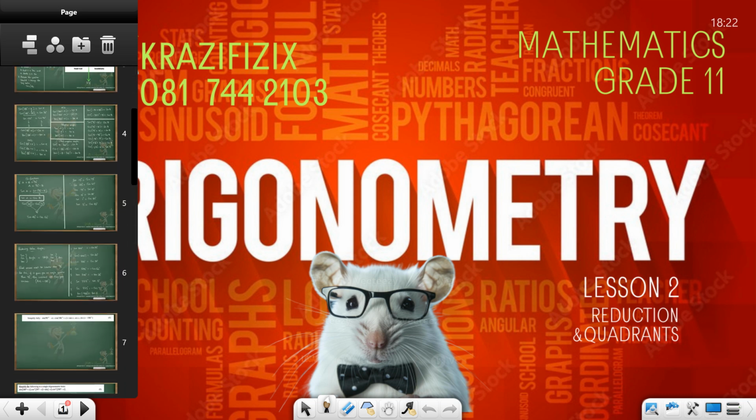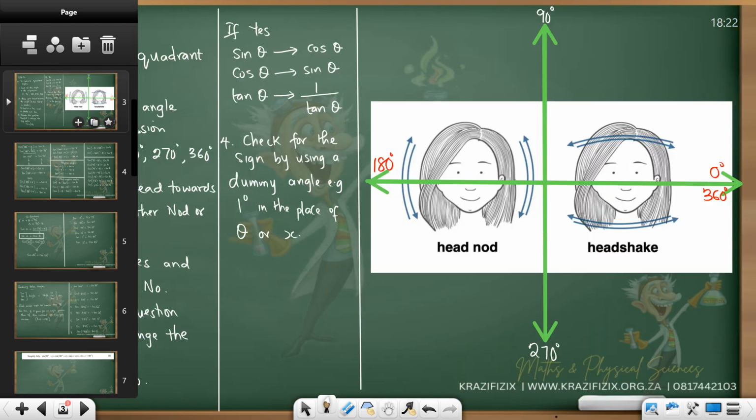We said we used the head nod and the head shake. You nod your head for 90 and 270, which means I change from sine to cos, cos to sine, and I throw in 1. Do you remember what I did last week? Head nod and head shake. Okay.